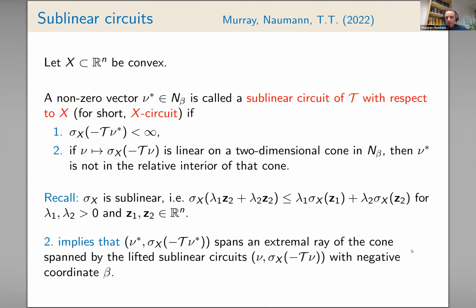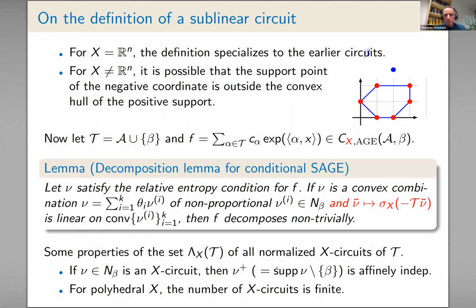Again, we can also see this from the point of view of polyhedral geometry. In particular, if the set X is polyhedral, then we can think of these sublinear circuits as the extreme rays of certain polyhedral cones. In these polyhedral cones we also have to take these support functions into account, which enter as an additional component. So we consider some lifted versions of cones. It's a little bit of a technical condition. What is important is the following.